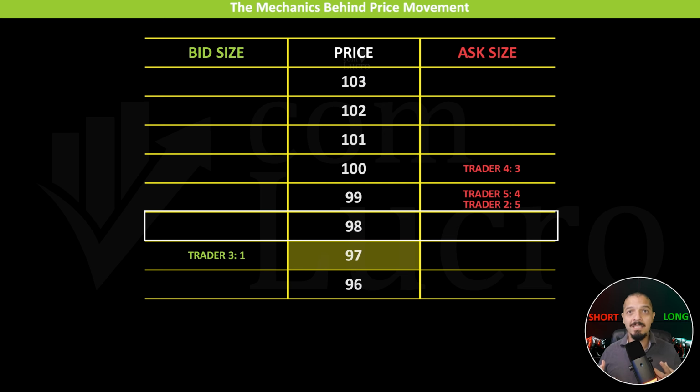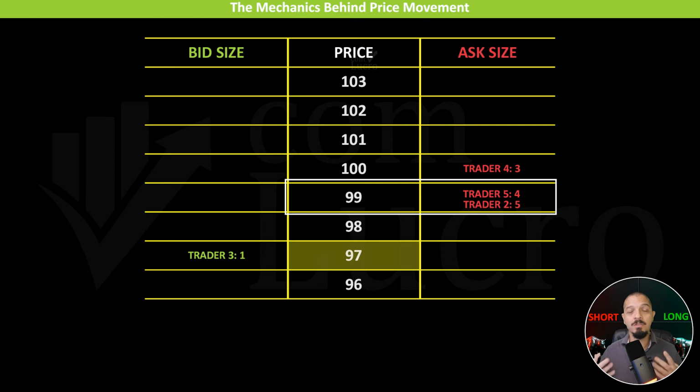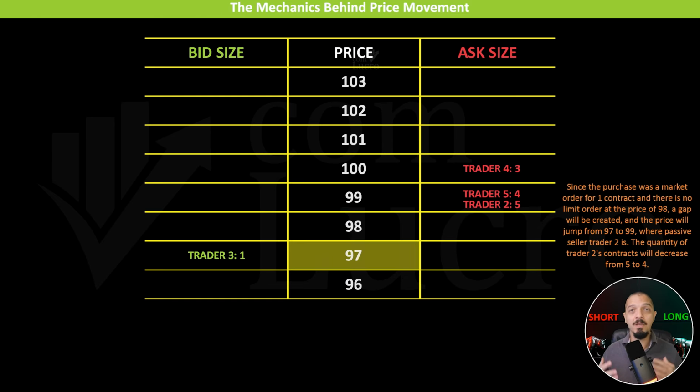At the price of 98, there are no sell limit orders. Remember, a market order doesn't specify the price. The price at which the market order is filled depends only on the availability of limit orders. So, where are the first available sell limits? They are at 99. An aggressive buyer now enters wanting to buy 1 contract using a market order.